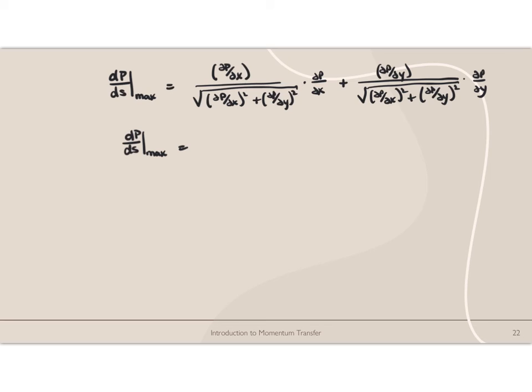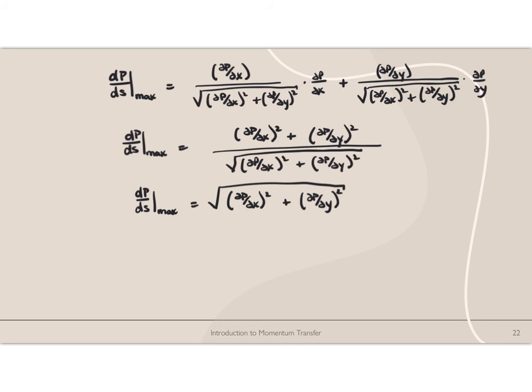So dp/dx squared plus dp/dy squared over the square root of that same expression means that dp/ds at the maximum case is the square root of dp/dx squared plus dp/dy squared. So that's going to be a useful result, but there's a vector form that will make this true. So if you recall from your Calculus 3 when we talked about gradients and del operators, okay, we can write this more efficiently in terms of vectors, and this is the magnitude of those vectors.